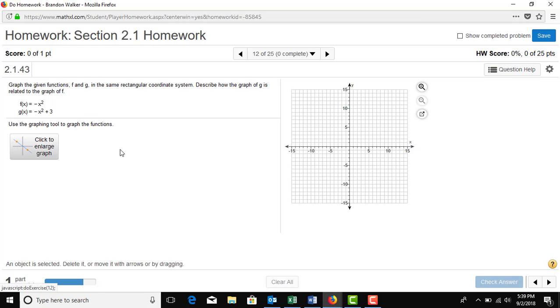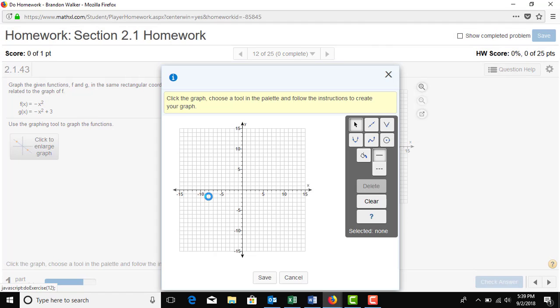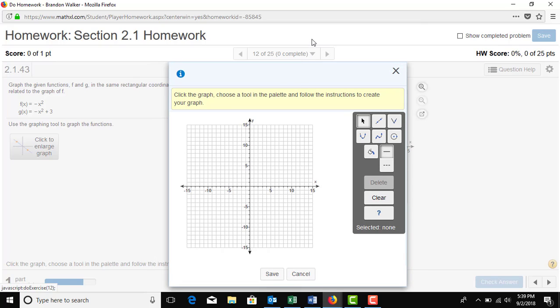So you would want to, by hand, go through and find at least 3 points on the curve for negative x squared and then for negative x squared plus 3. So then here, when you click on the graphing tool to enlarge that graph, both of these are parabolas, and so you want to choose your quadratic tool, or the 3-point quadratic tool. And so you click on that tool, and then you want to graph negative x squared.